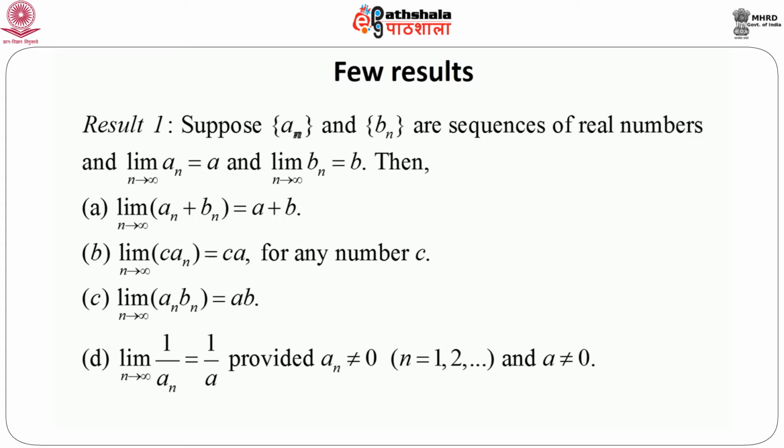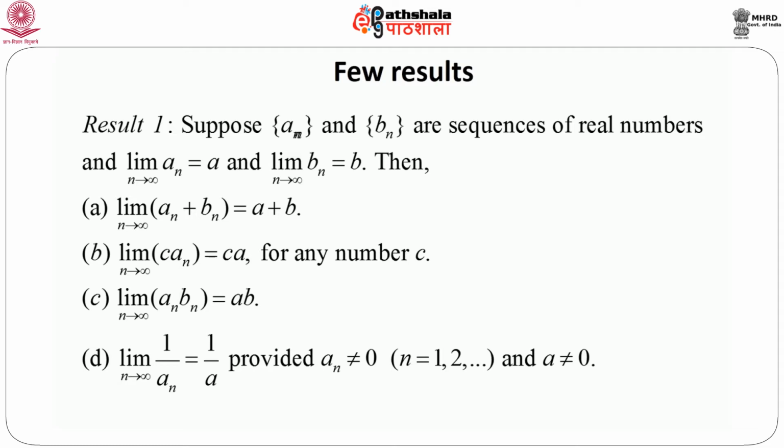Another result is the limit of the product of these two sequences, where the nth term of the new sequence is the product of the nth terms of the individual sequences. Then the limit as n goes to infinity of a_n b_n equals the product of the limits of the original sequences, that is a times b. Exactly similarly, we have another result: the limit as n goes to infinity of 1/a_n equals 1/a, provided a_n is not equal to 0 for every n = 1, 2, etc., and a must not be equal to 0. From these four results, we can have many other similar results, which are usually trivial and can be proved using any of these. So now we are going to prove a few of them, not all.